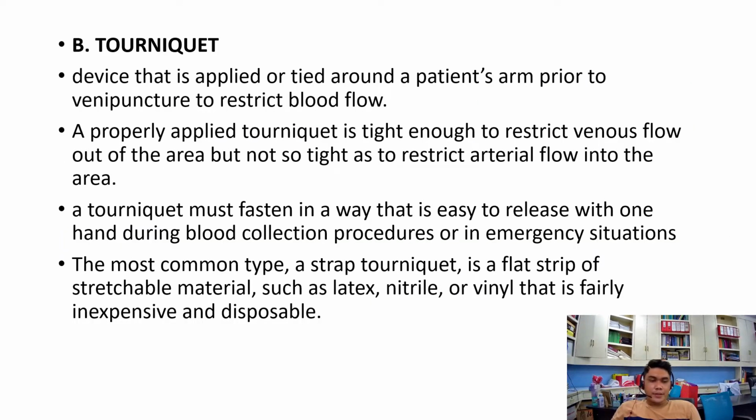Next, you have the tourniquet. It's a device that is applied or tied around a patient's arm prior to venipuncture to restrict blood flow. A properly applied tourniquet is tight enough to restrict venous flow out of the area, but not so tight as to restrict arterial flow, because we want to avoid anaerobiosis, or the absence of oxygen.